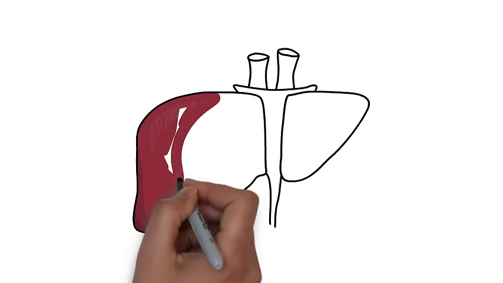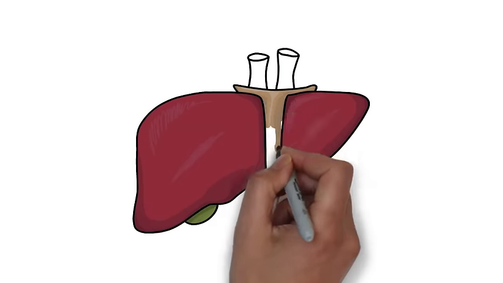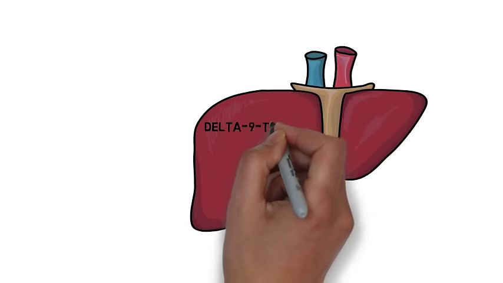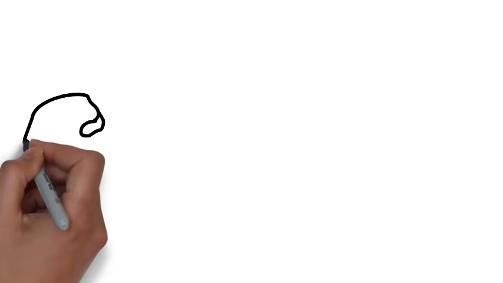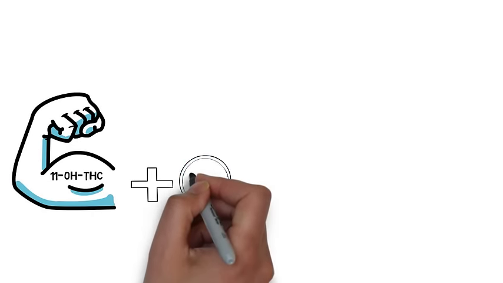In the liver, the delta-9 THC is converted to 11-OH THC. This chemical is highly potent and has a higher affinity for the cannabinoid receptors in the brain, therefore giving a stronger and longer high when consuming edibles.